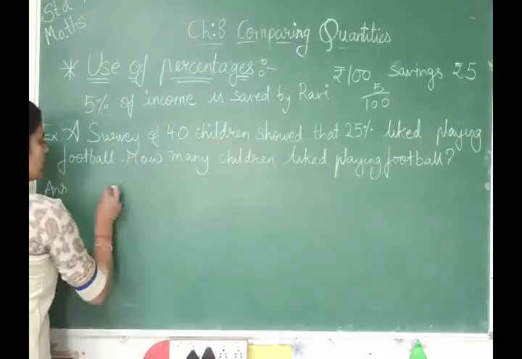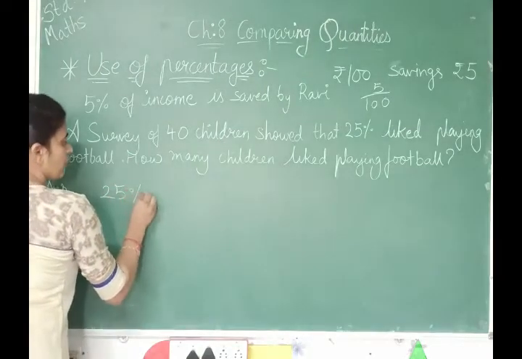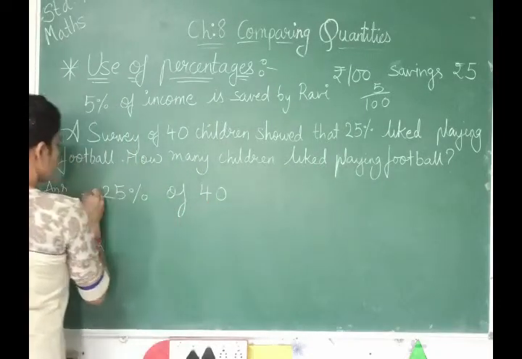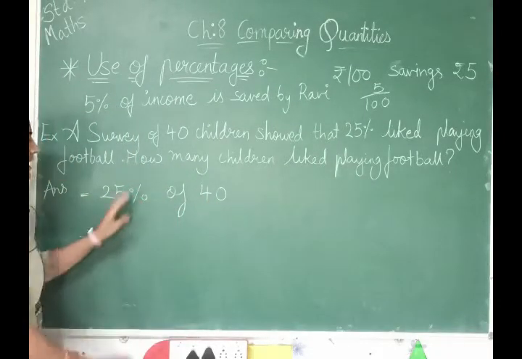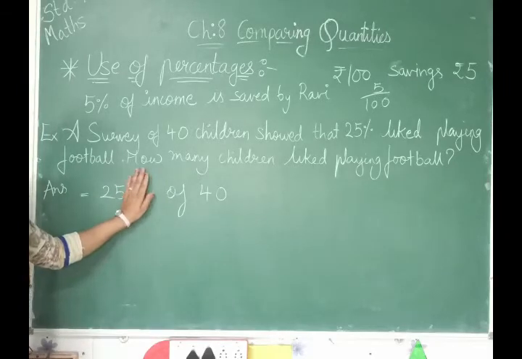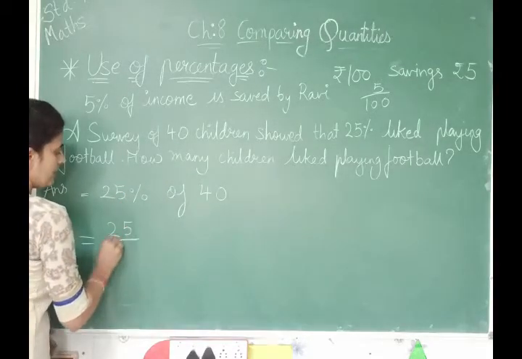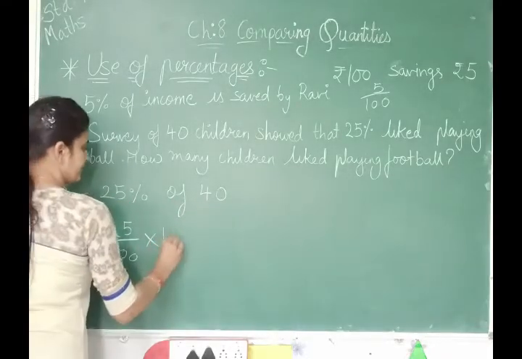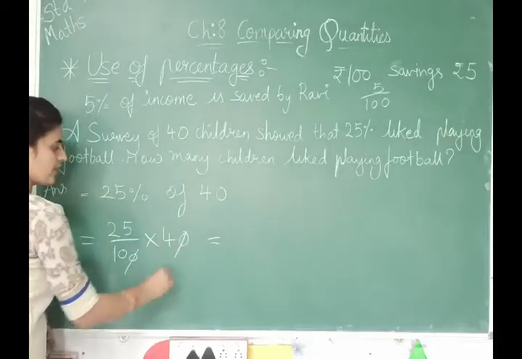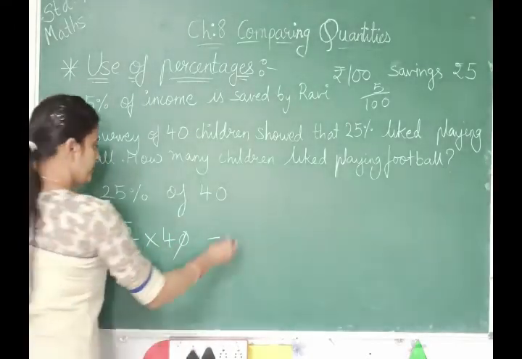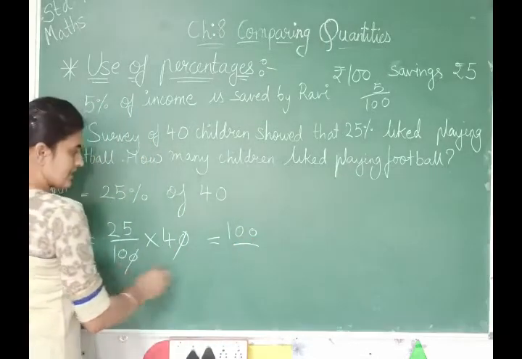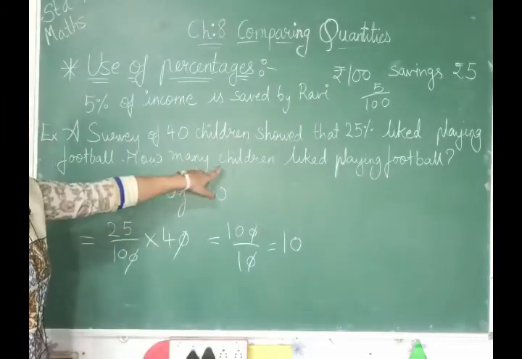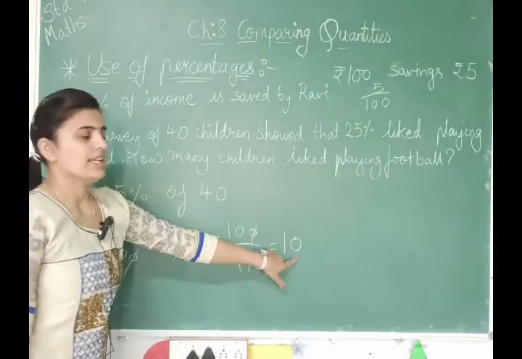So what is given is 25% of the total, which means 25% of 40 we have to find out. The percentage sign, if we want to remove it, then we have to divide by 100. So 25 divided by 100. Of means multiplication sign, 40. So here 0 0 cancel out. 25 fours are 100. Divide by this 10. Again 0 0 cancel out and 10. So what is the number of children who like to play football? That is 10.